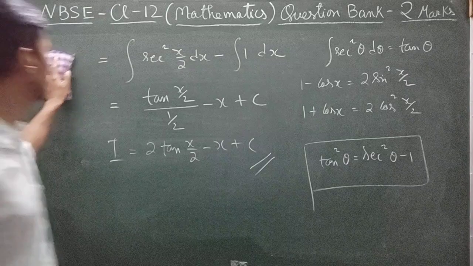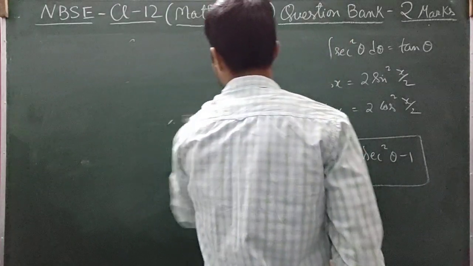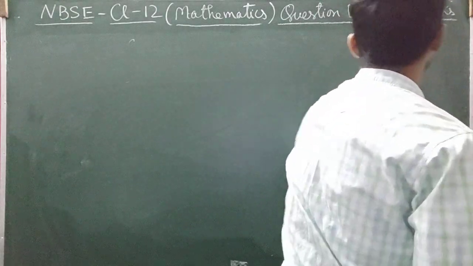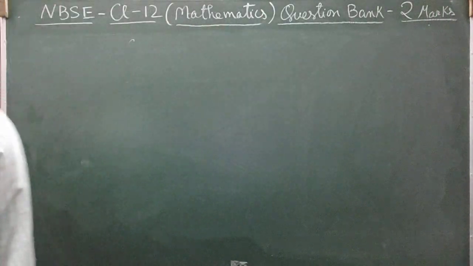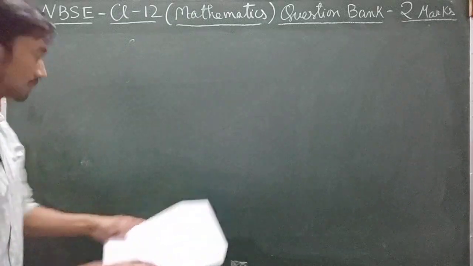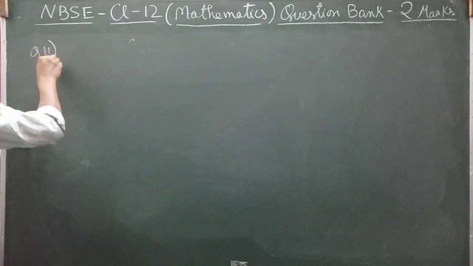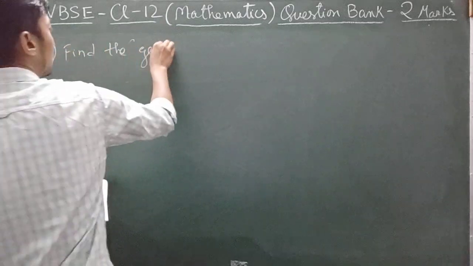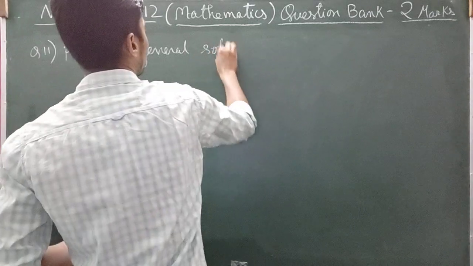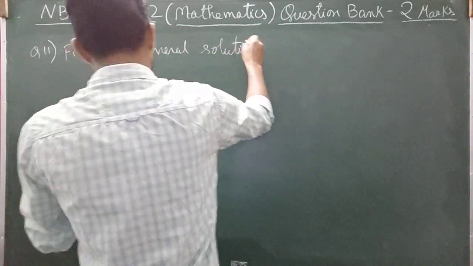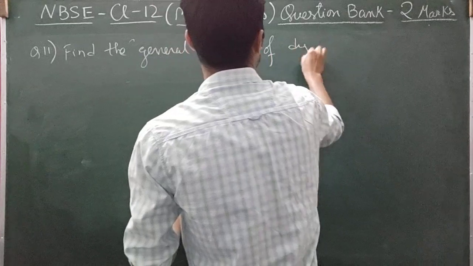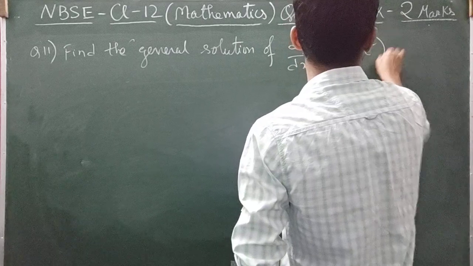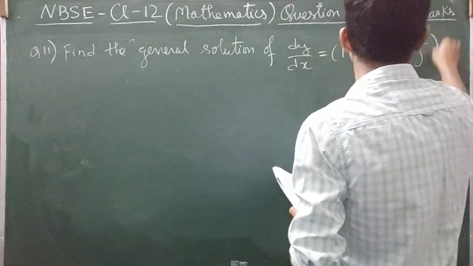Done? So, moving on to the next question. That's from differential equations, question number 11. Find the general solution of dy by dx is equal to 1 plus x square into 1 plus y square.